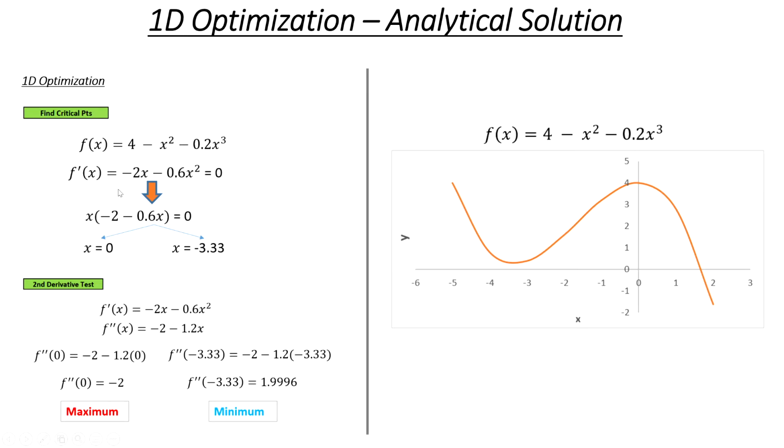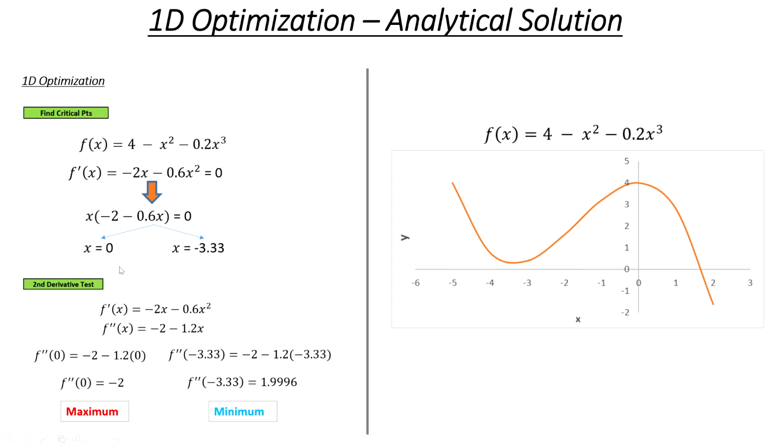We're going to take x as a common factor, so we're going to have these two factors. So x is going to be equal to 0, and when we put the other factor equal to 0, it is going to reduce to negative 3.33. So this is how you would find the x values at which the derivative is equal to 0. And again, we have identified these two points. Now the next step is to actually identify which one is the minimum and which one is the maximum.